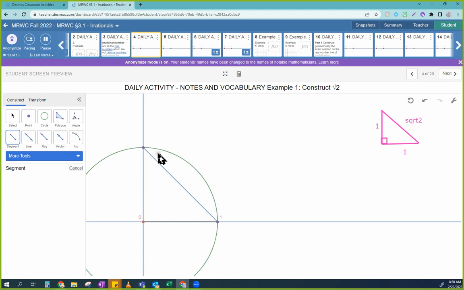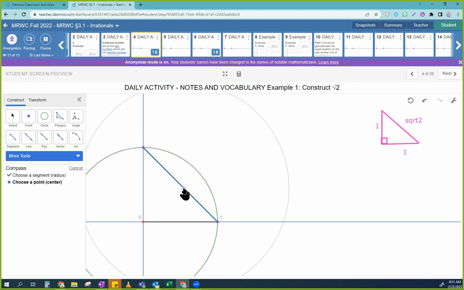No? So what we're going to do is we're going to copy this segment. How do I copy a segment in construction tools? How do I do that? What tool should I grab? Yeah, use the compass again. Okay, so I'm going to grab the compass again, and it says choose a segment. So I'm not going to choose this one because this is radius 1. I don't want radius 1. I want radius root 2 right here.